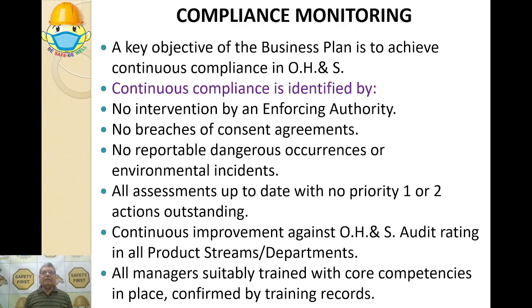Continuous compliance is identified by, how you identify it? No intervention by an enforcing authority. So you see that you are completely compliant and no enforcing authority will intervene or interrupt your operation, stop your operation. No breaches of consent agreement. If certain consents are there, like given by the Pollution Control Board, there are certain conditions given in that consent. So you see that there are no breaches of that consent agreements.